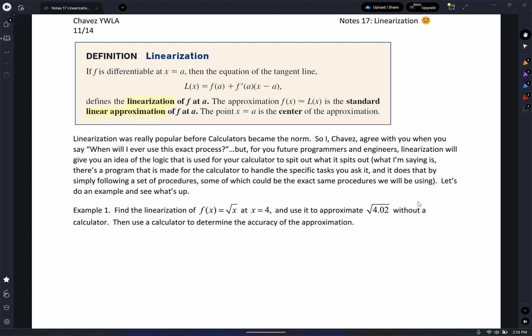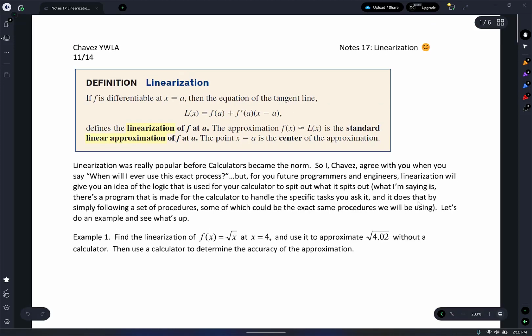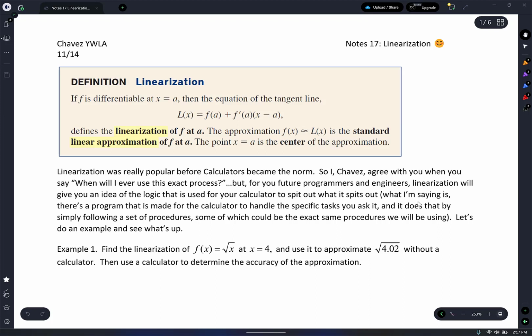Right, guys, here we go. Note 17, linearization. All right. So, all right. You're funny, miss.